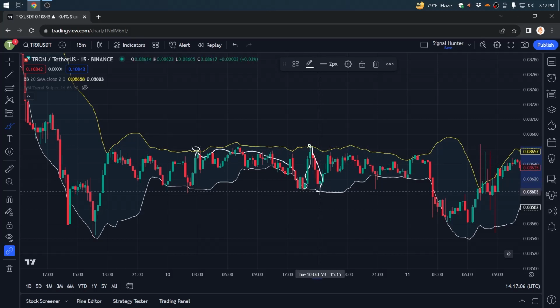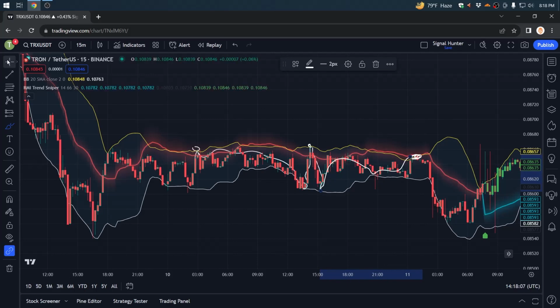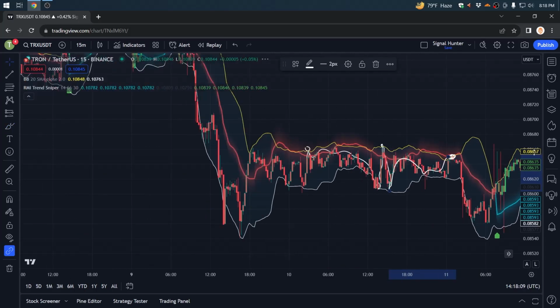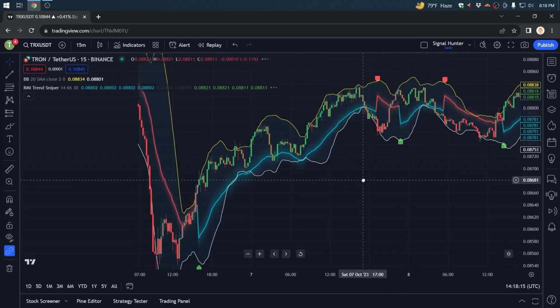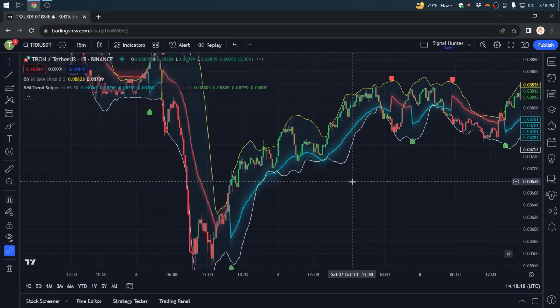Then when the price tries to bounce back from the lower band, the trade will exit, then another chance for a buy order. And after that, when the price again tries to bounce back from the upper band, the trade will exit, and you have to find another opportunity for a sell order. So I hope you guys understand how you can trade confidently in any market condition using today's secret trading strategy.